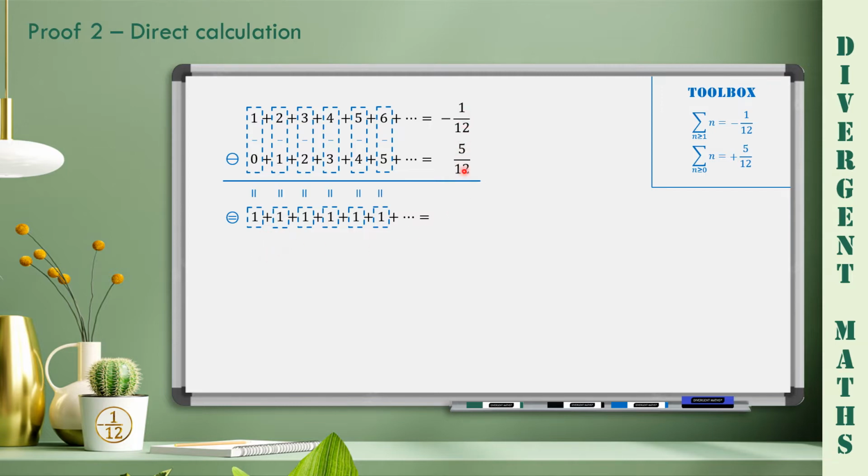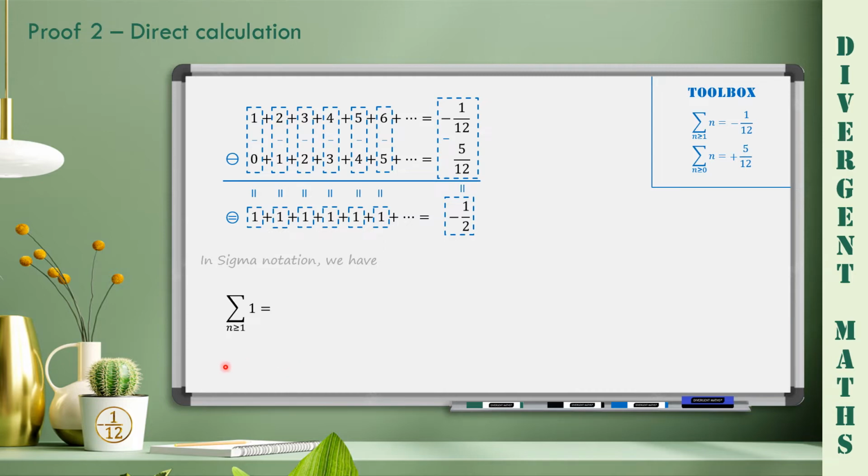Therefore, we're going to do the difference also of the sums of those two divergent series. And then we get minus 1 over 12 minus 5 over 12, which means minus 6 over 12, which is, of course, minus 1 over 2.